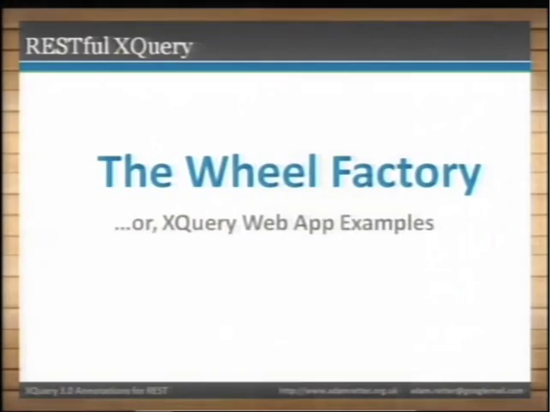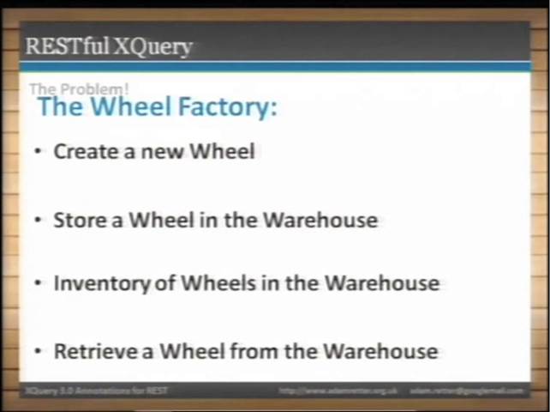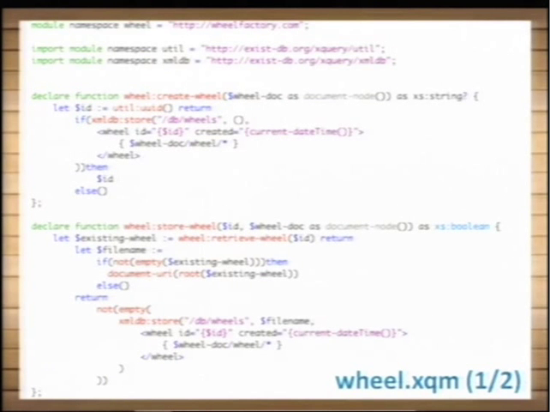I've tried to illustrate the problem with an example. We have a wheel factory, and this wheel factory really just does four things. It can create wheels, and it can put wheels into its warehouse. You can get an inventory of what's in the warehouse. And you can also retrieve one of the wheels that you've created from the warehouse. This is very, very simple. So I wrote it in XQuery. Why not? I wrote a module to do it.